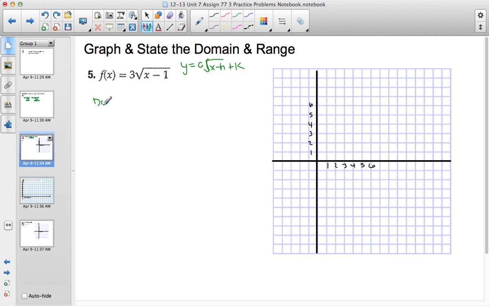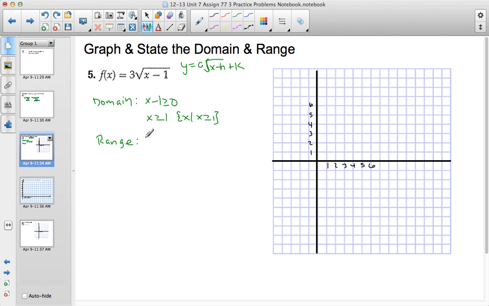There's a few ways that you can do this to start your graph. So my domain, again, I know that x minus 1 has to be greater than or equal to 0. So x has to be greater than or equal to 1. So I'll write my domain: x such that x is greater than or equal to 1. And that's really my boundary. That's my starting point, right? And next I'm going to do my range.